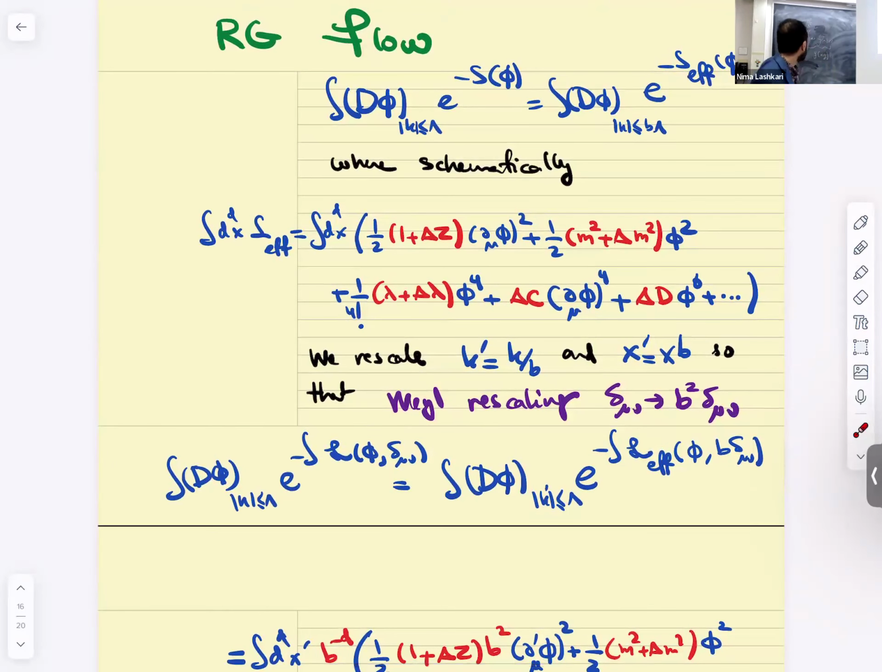I brought the cutoff from lambda to b lambda. I want to pretend that capital lambda is fixed. B is the only thing that I'm changing. So if you wish, B is lambda over lambda prime, or lambda prime over lambda.